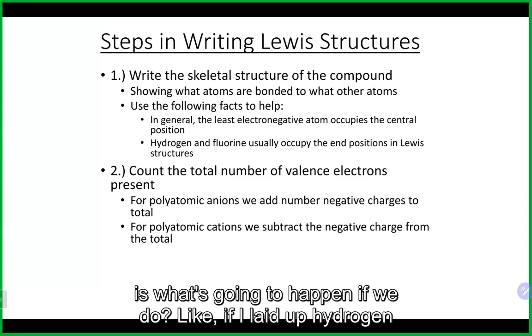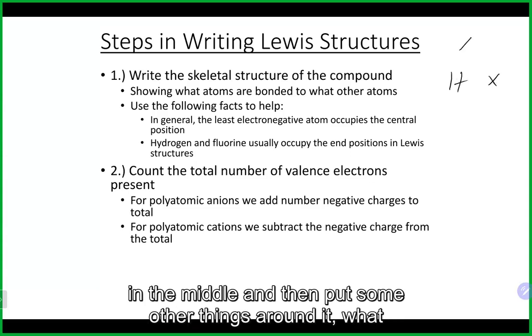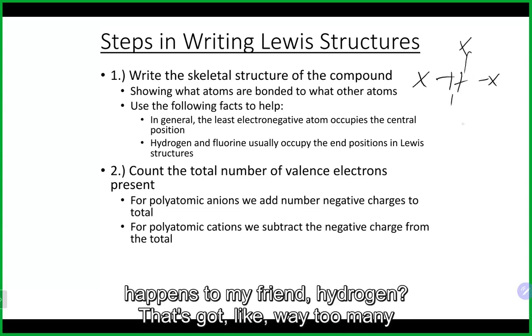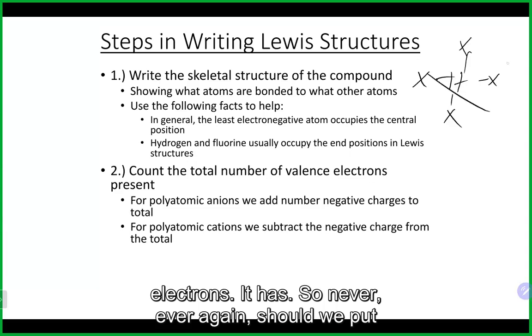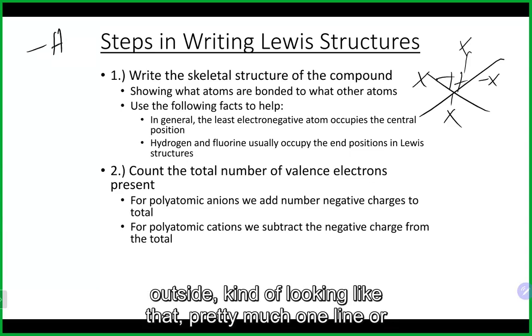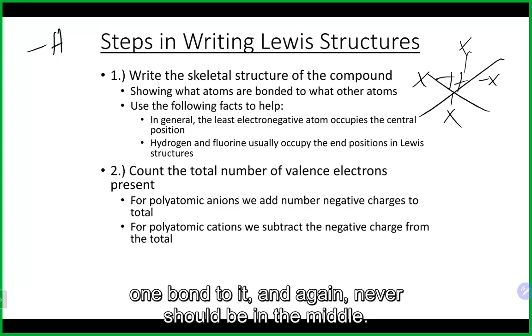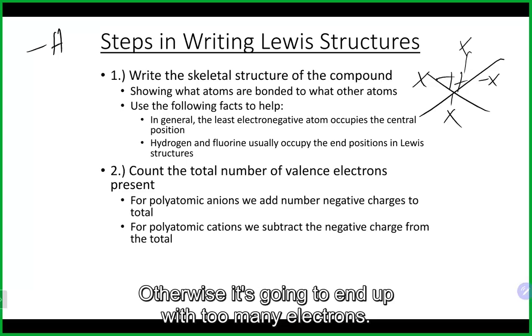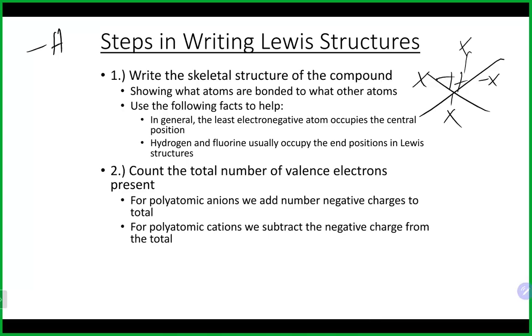If I put hydrogen in the middle and then put some other things around it, what happens to my friend hydrogen? It's got way too many electrons. So never ever again should we put hydrogen in the middle. Hydrogen should simply be on the outside, kind of looking like that, with pretty much one line or one bond to it. And again, it never should be in the middle, otherwise it's going to end up with too many electrons.